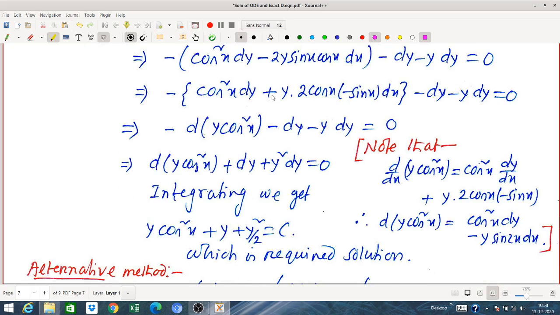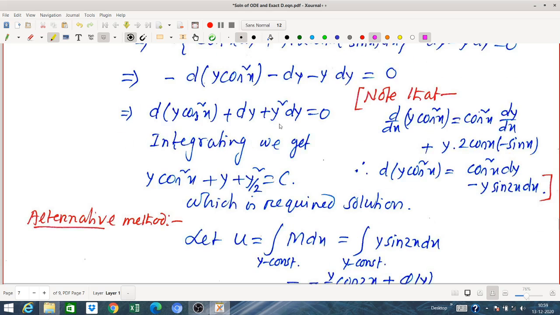Group of differentials, two differentials giving a single differential, d of y cos square x. Now you can integrate easily. Of course the minus sign is there, right side is 0, so the minus sign goes out. Integrating, we get y cos square x plus, integration of dy is only y, integration of y dy will be y square by 2. Okay, so this is the required solution.